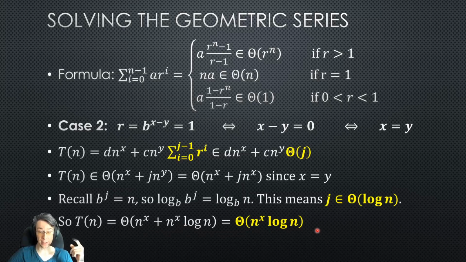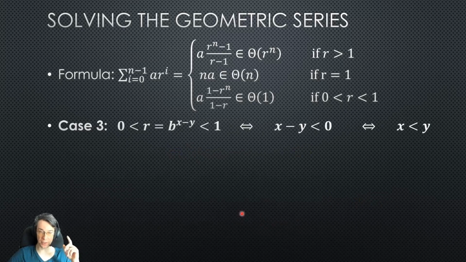So in this case, if r is equal to 1, then our T of n is in theta of n to the x, where x is a constant that we can compute, log base b of a, all times log of n. So let's do the third case.